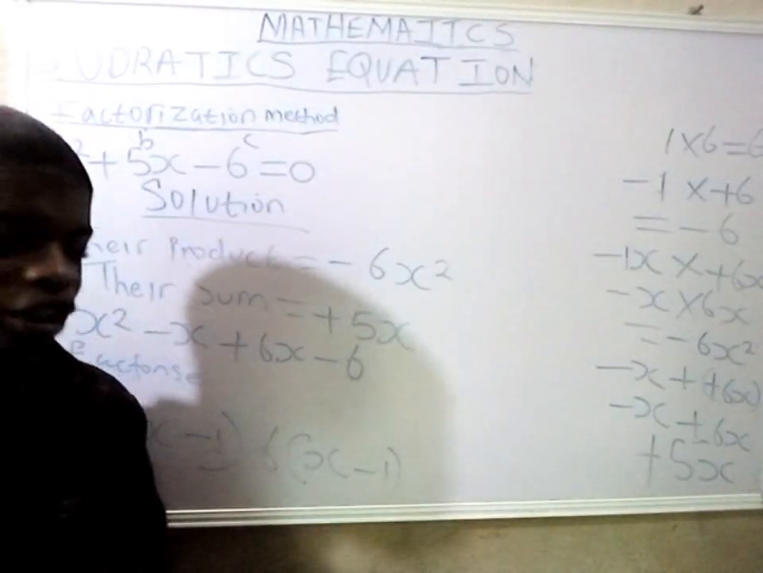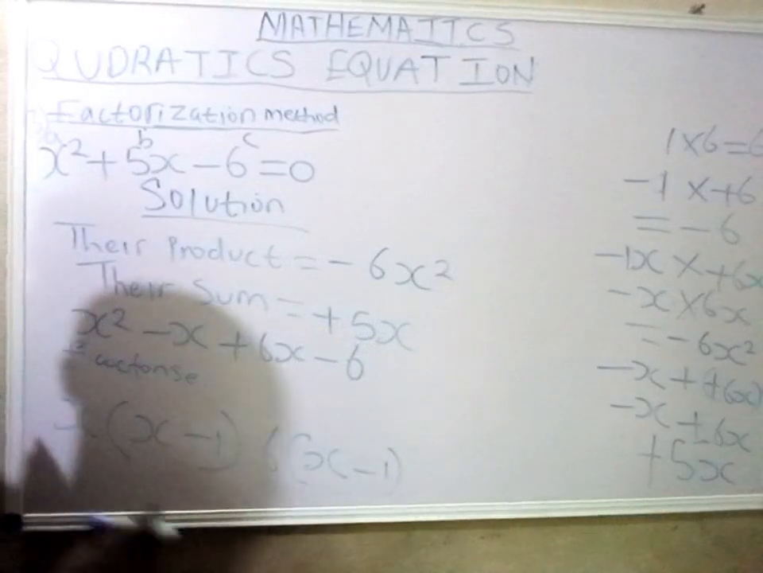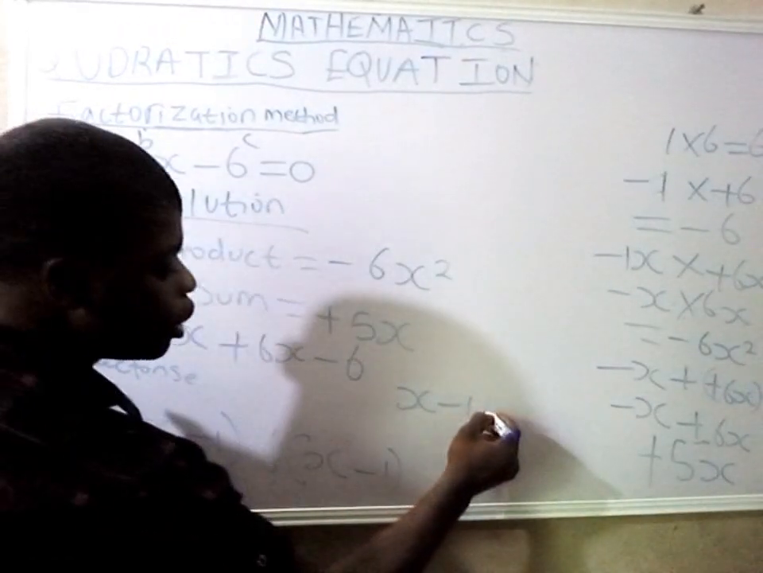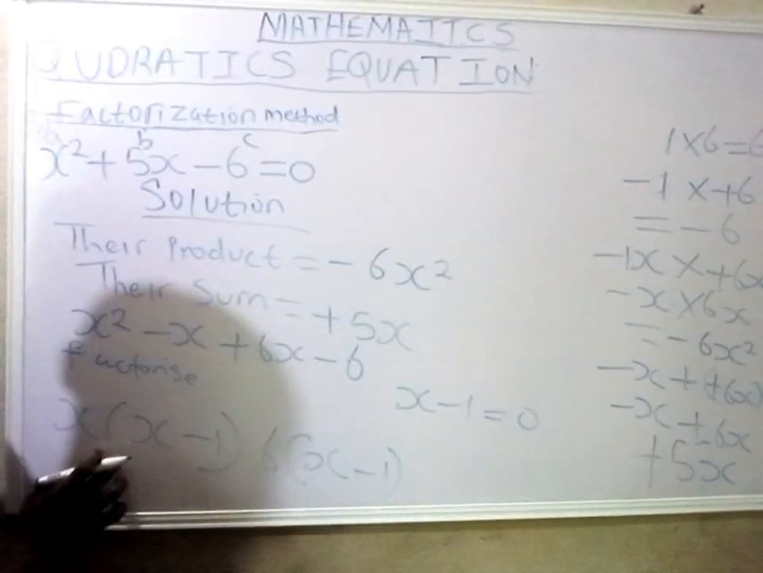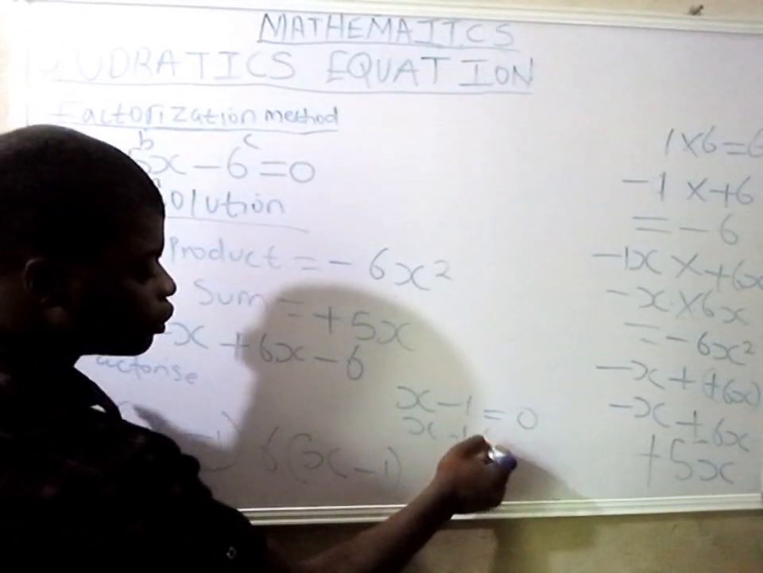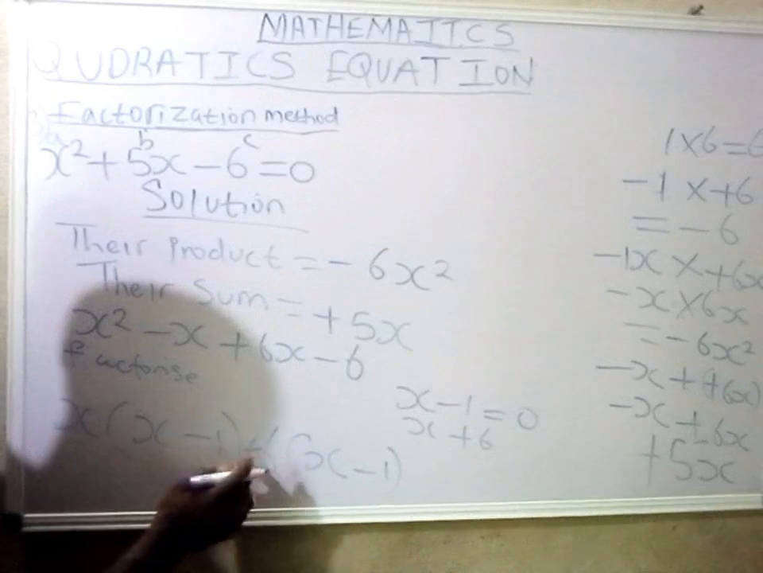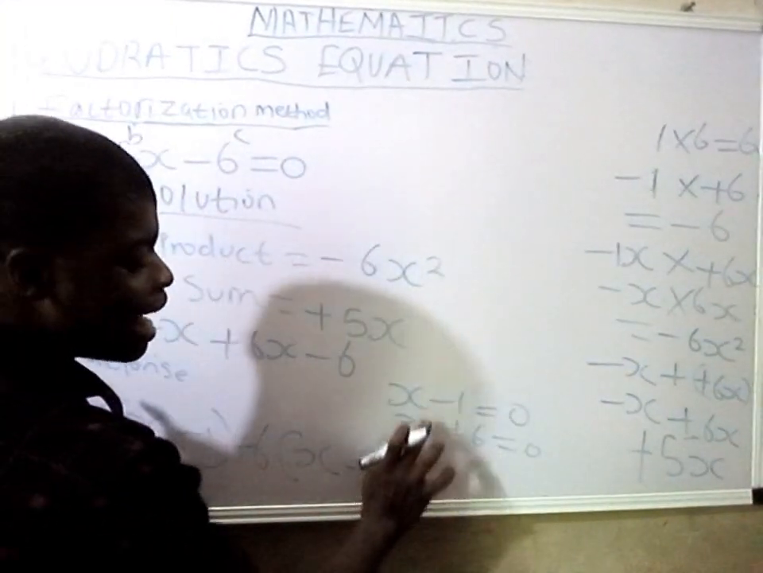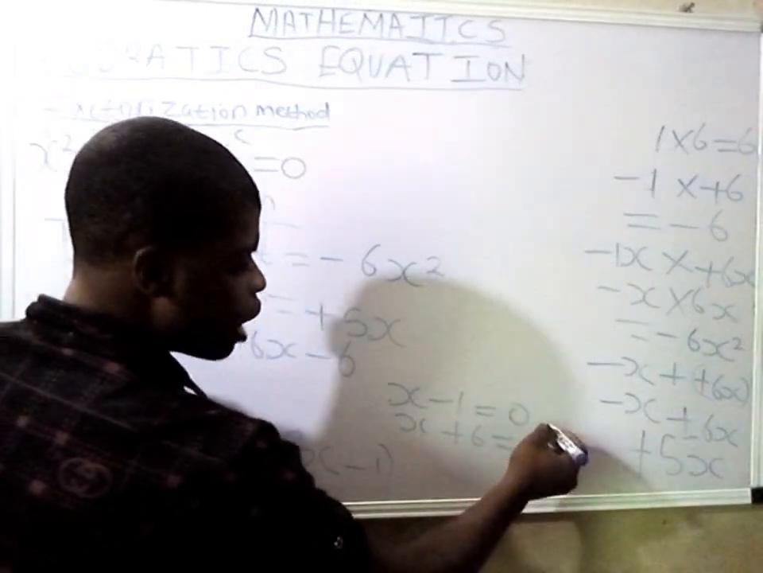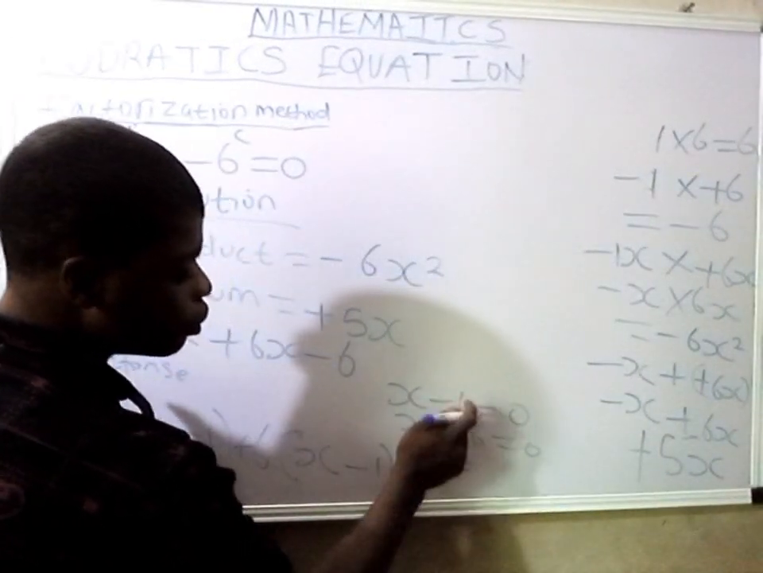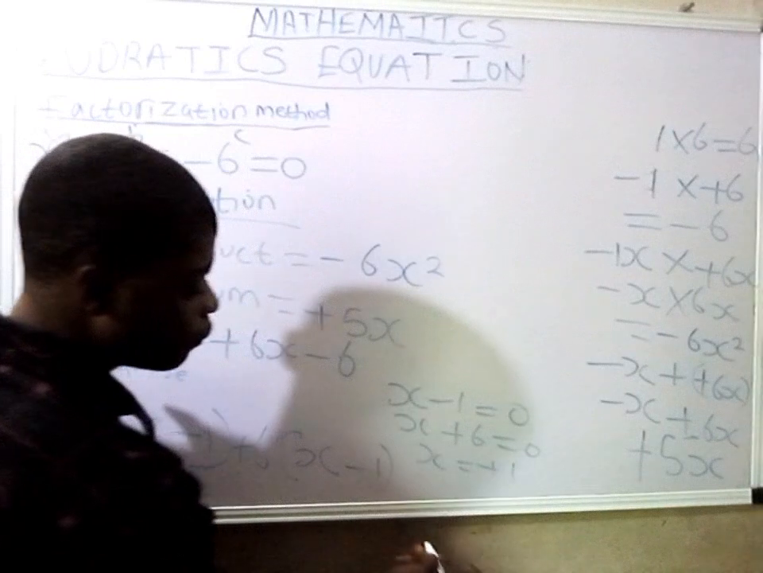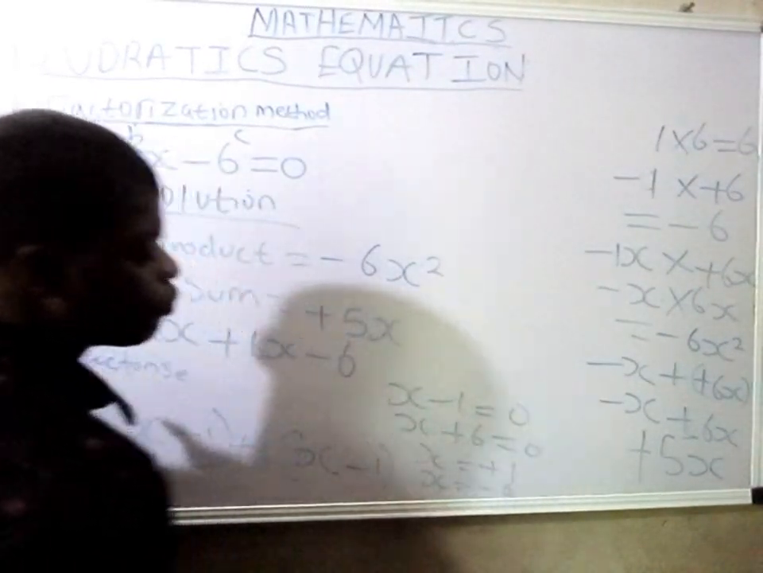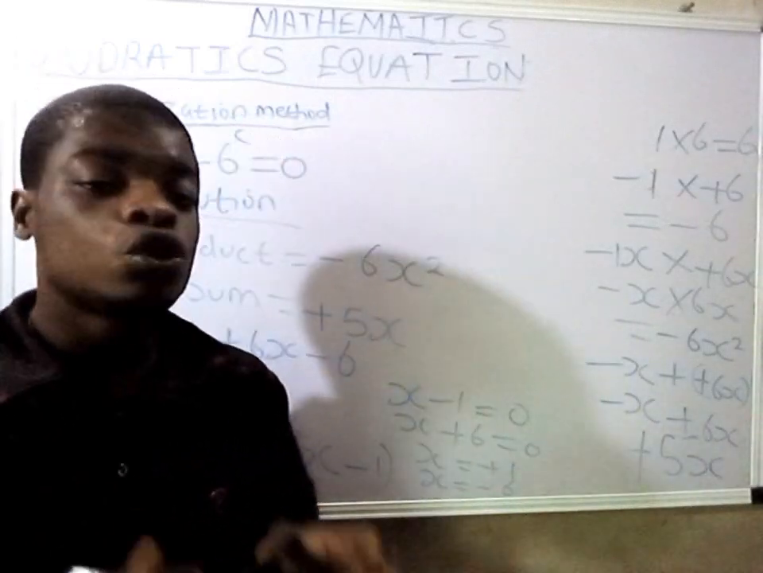We can move further by equating it to 0 by saying x minus 1 equals 0, x plus 6, because this is having an invisible plus sign, equals 0. So we bring it out of it, we have that x equals plus 1 and x equals minus 6. So this is the answer to this question.